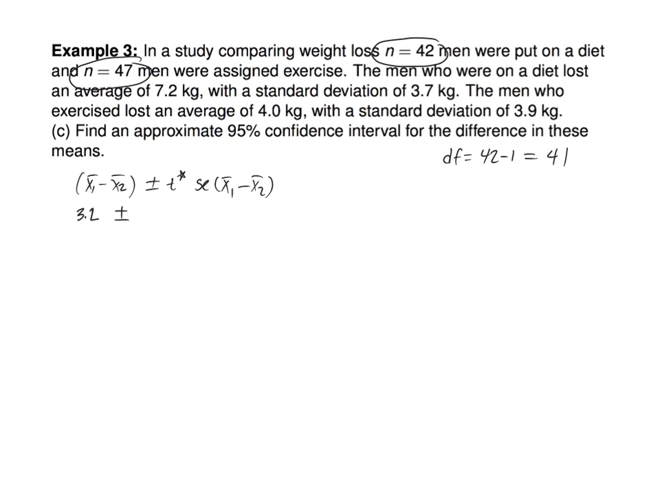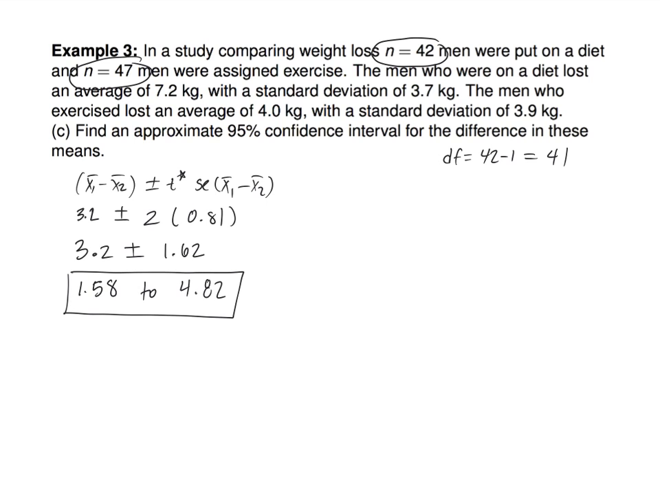In this case, we could just go with 40, but since we're bigger than 30, let's just go ahead and say 2 for the multiplier, times 0.81. So that's 3.2 plus or minus, what, 1.62? So what's 3.2 minus 1.62? 1.58. And then 3.2 plus 1.62 is 4.82.